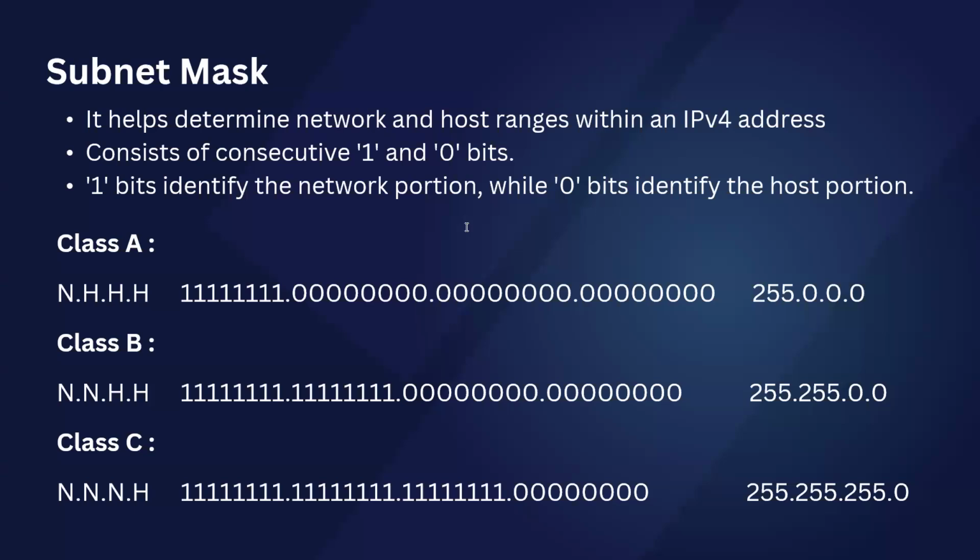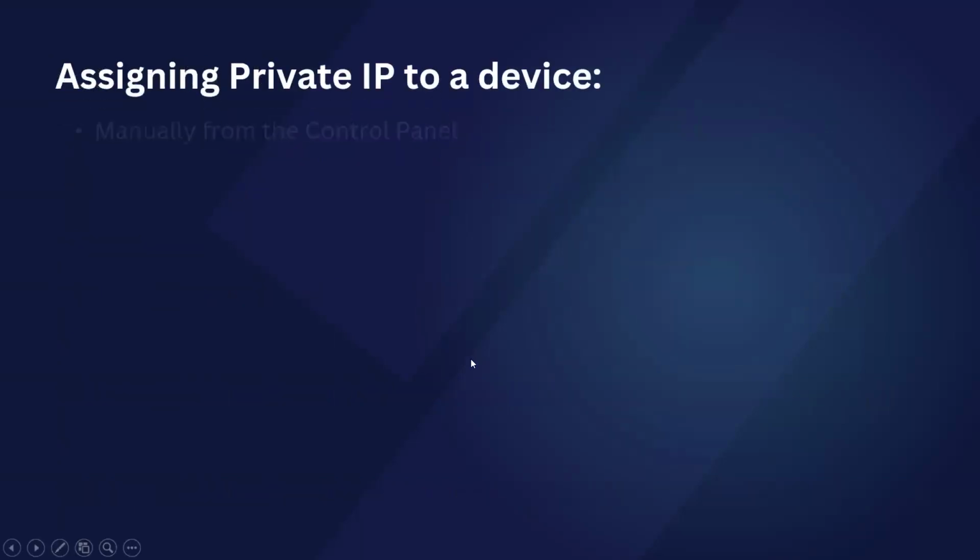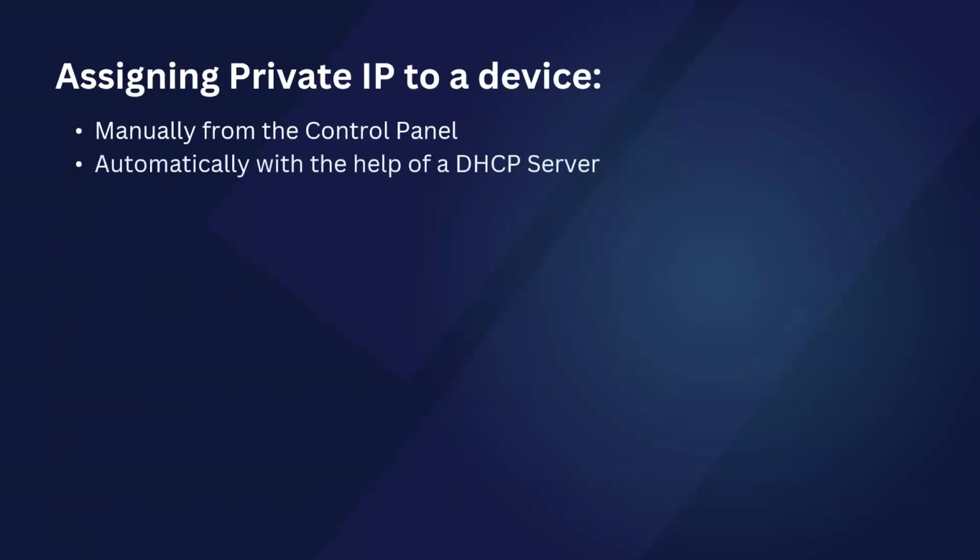All right. Moving on, let's talk about how to assign an IP address now. Your system can get an IP address in two ways, guys. I'm talking about the private IP, not the public IP, because the public IP is assigned by the ISP. But private IPs are completely in your control. Your device can get a private IP in two ways. One, you can assign it yourself manually from the control panel, or two, you can get it automatically from a DHCP server. First, let me show you the manual method and then I'll explain the DHCP method as well.